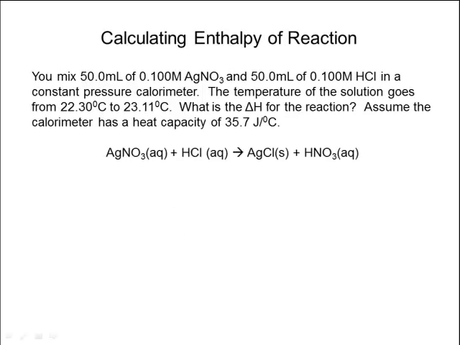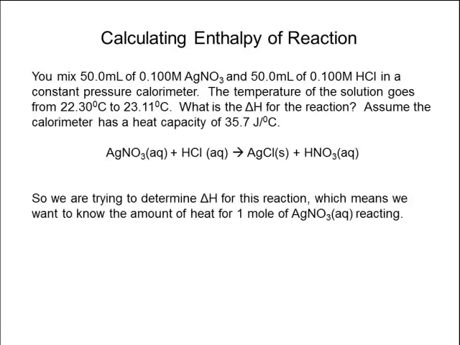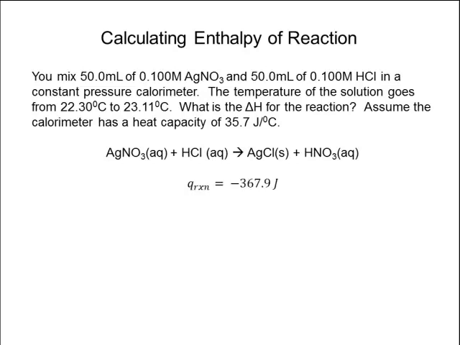In this reaction, I have 1 mole of silver nitrate reacting with 1 mole of HCl. So we want to determine how much heat is produced for 1 mole of the reactants coming together. I know for this experiment that I did, my Q of reaction was a negative 367.9 joules. But that was for how many moles of the silver nitrate? It wasn't for 1 mole of the silver nitrate, so I need to figure out how many moles of silver nitrate did I have react.